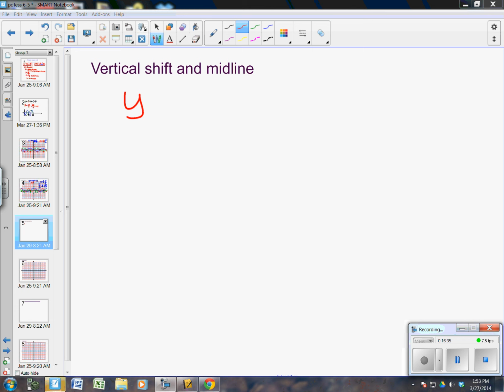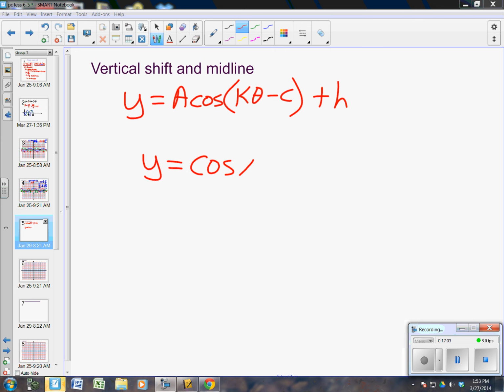So now we are going to take the part of the graph. We just graphed some functions where we had y equals a sine or cosine of k theta minus c. Now we're going to add to it the h. What does h do to it? Okay, it shifts it up or down. So if I had something like y equals cosine x plus 2. Is that a vertical or a horizontal shift?